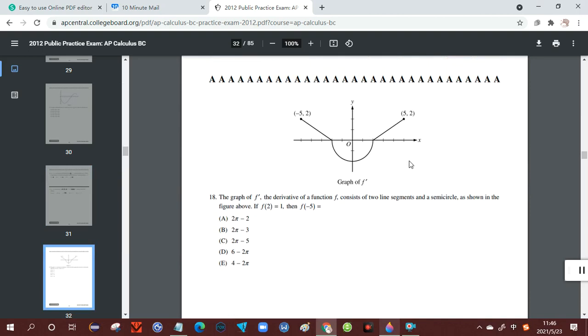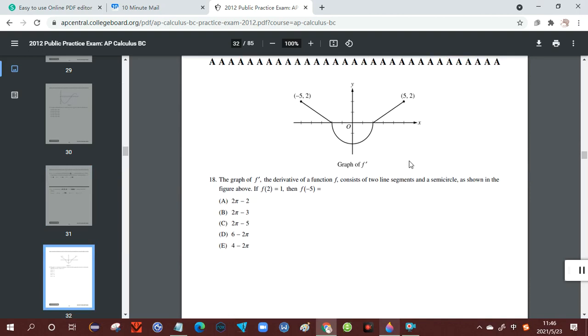Let's look at problem 18. We are required to find f(-5) if f(2) is equal to 1.